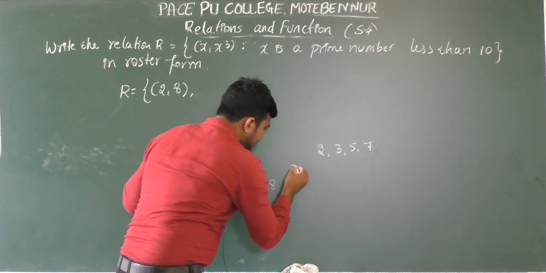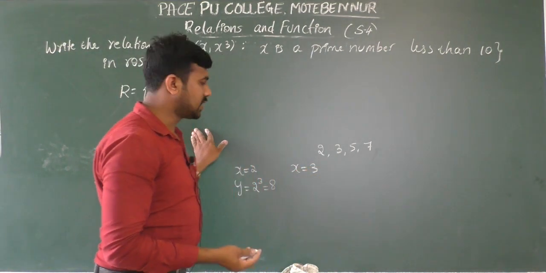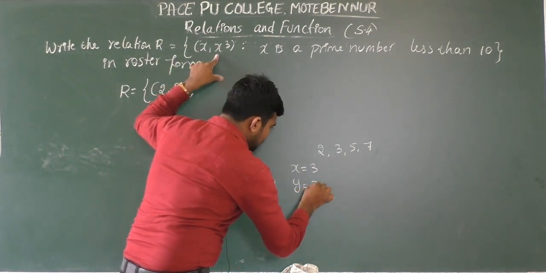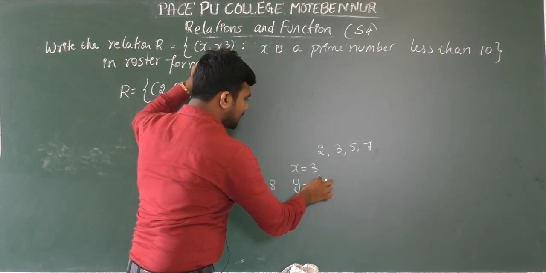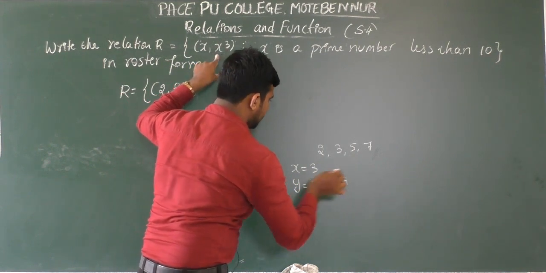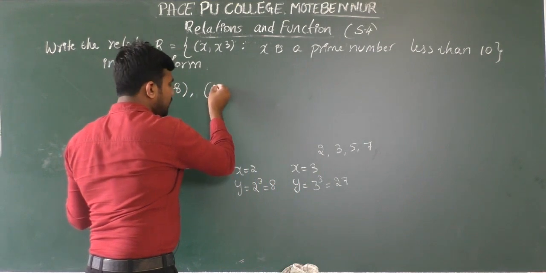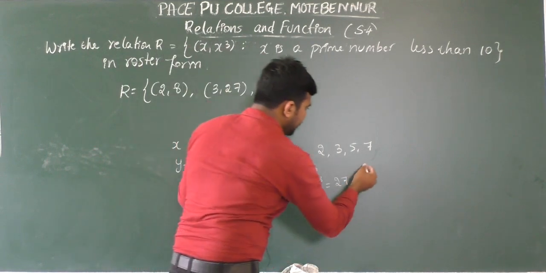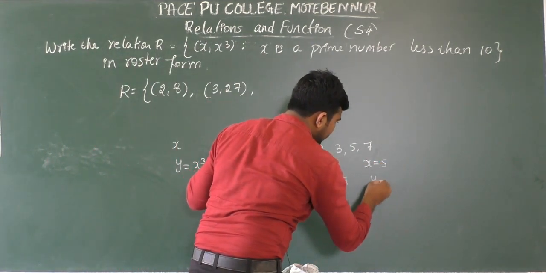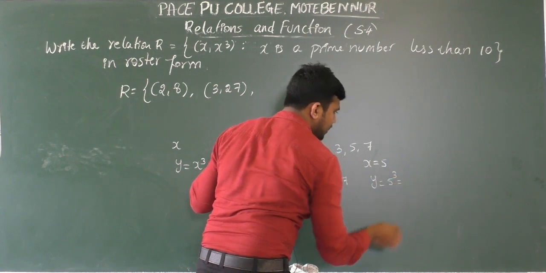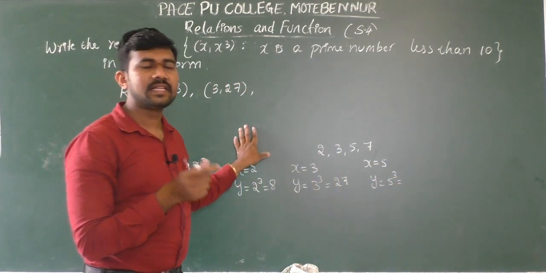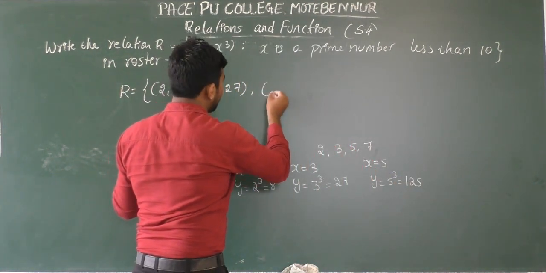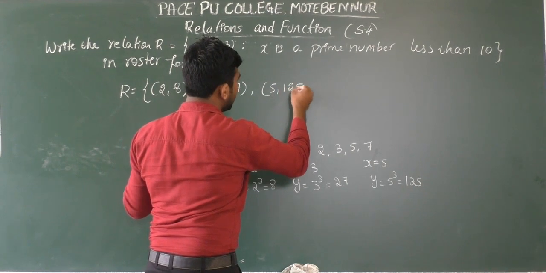Similarly, if you take x is equal to 3, then y is nothing but x cube. That is nothing but 3 to the power 3. So we have to multiply 3 three times. That is nothing but 27. So the second ordered pair is (3, 27). Next, if you take x is equal to 5, what is y? 5 cube. 5 cube is nothing but 5 into 5 into 5, and that is 125. So here 5 is related to 125.